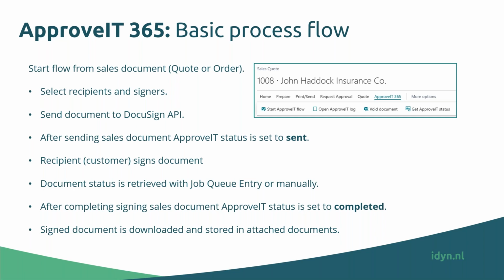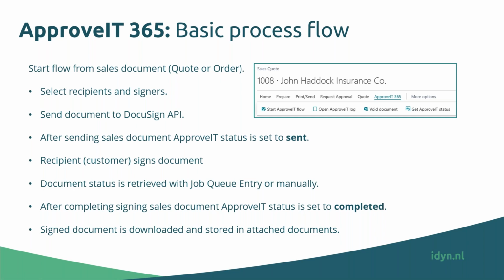In Business Central, we also have the status for ApproveIT. So at that moment, it will be set to sent. We also have some additional info that will be filled in: the Business Central user, for instance, that has sent the document and when it was sent. Ultimately, the customer needs to sign the document, and then we can retrieve the latest status. And when the document is completely signed, it will be set to completed, and we will also retrieve the signed document back in Business Central as an attachment.